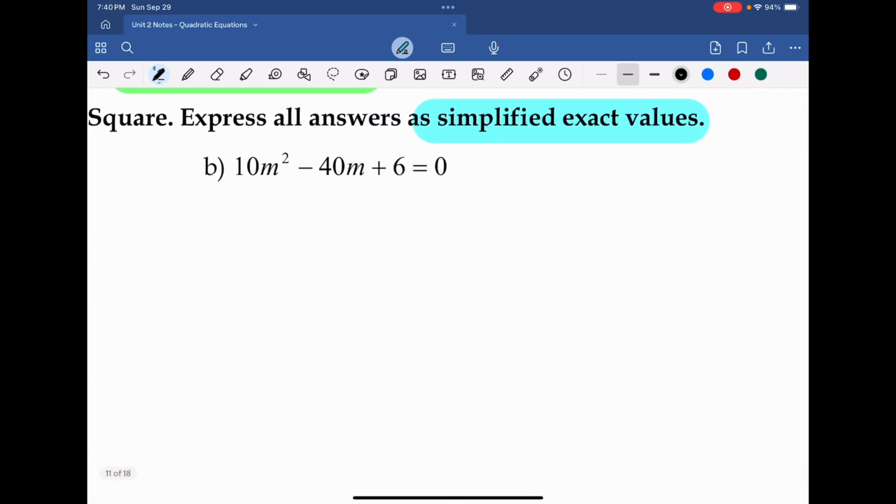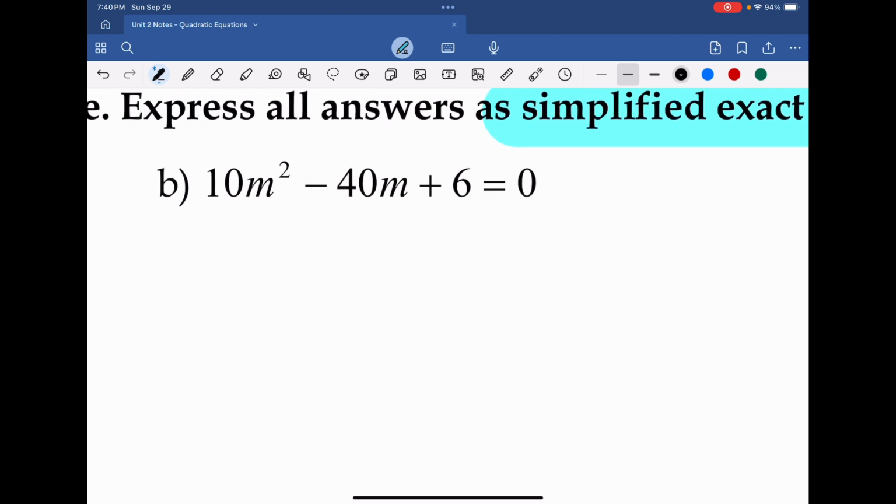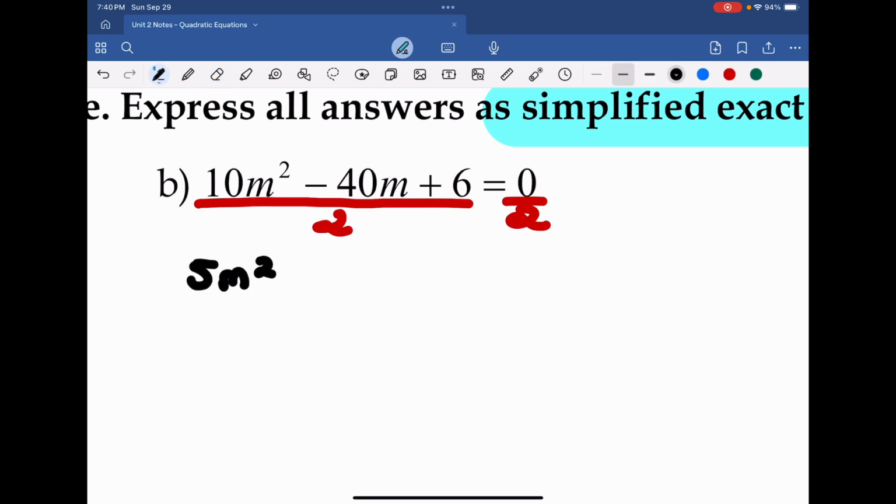B is going to look like the following. I see 10m squared minus 40m plus 6. I see that they're actually all divisible by 2. Let's start by dividing everything by 2. And the reason is we want to reduce this as much as possible so that the numbers are a little bit easier for us. This is going to leave us with, instead of 10, 5m squared minus 20m, and then plus 3 is equal to 0.